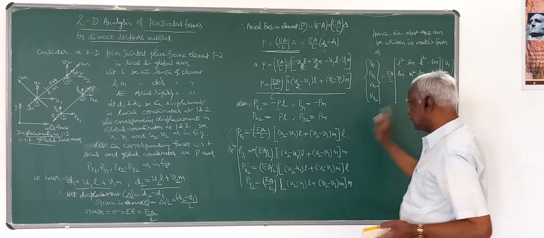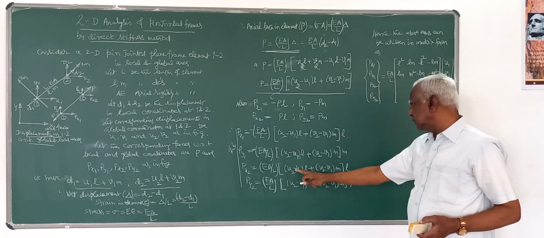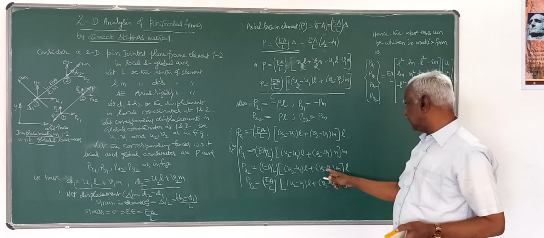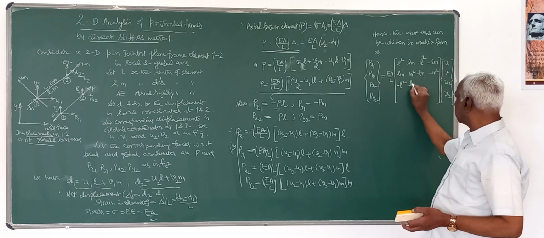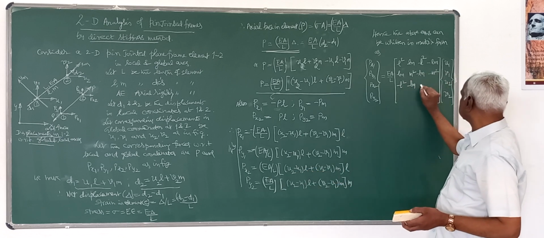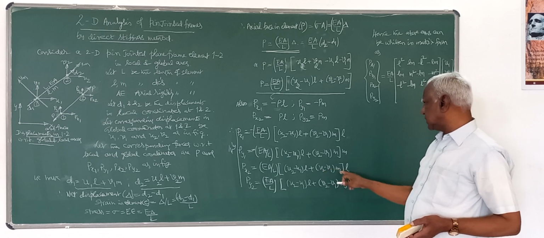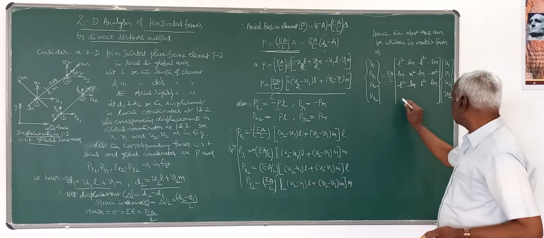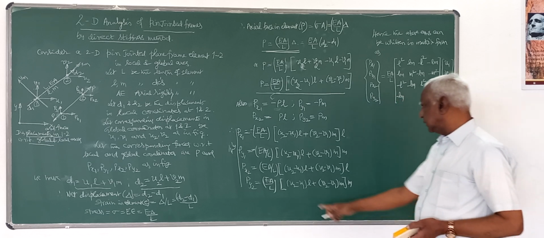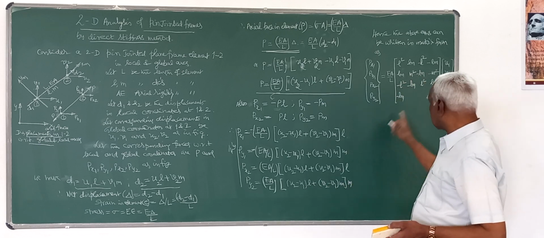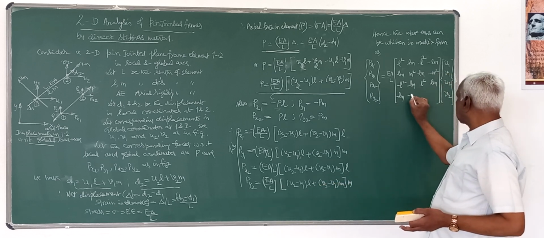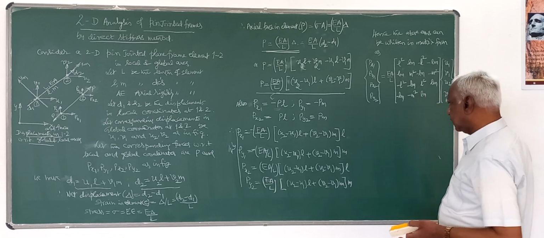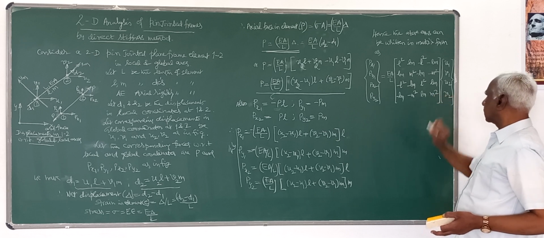Similarly, Px2 is given by A by L into U1. U1 is minus L into L minus L square. Then with respect to V1, it is minus LM, and U2, it is L square, and V2, it is LM. Then lastly, Py2 is minus U1 LM, that is minus LM, then U2 LM, U2 V1 minus V1 M square, then U2 LM, then V2 M square. So this is the formula.